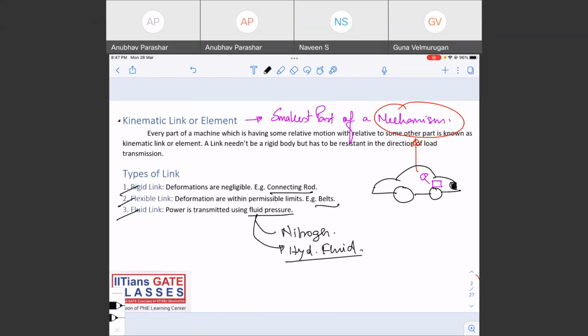Any hydraulic fluid for your hydraulic devices. These are also used to transmit power, so they can also be considered a part of link.